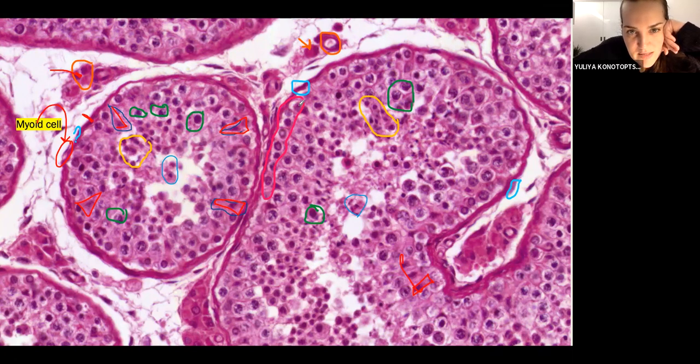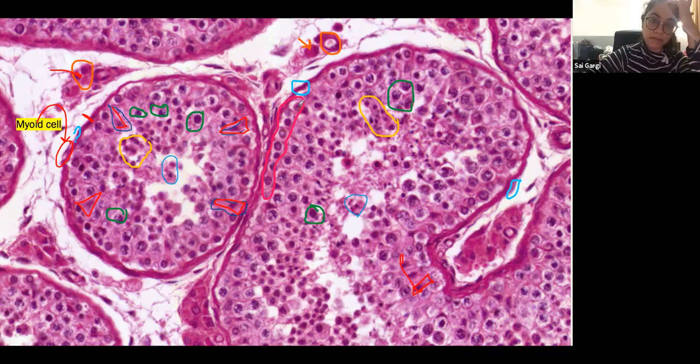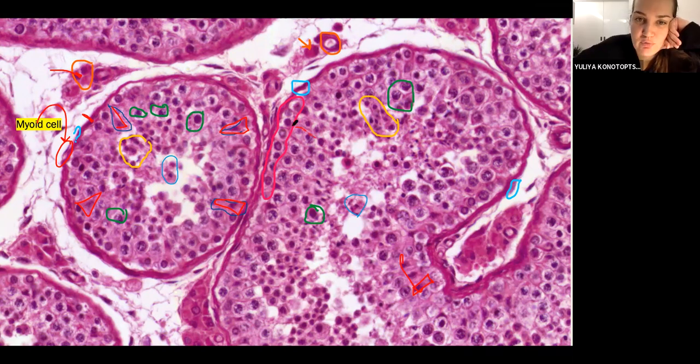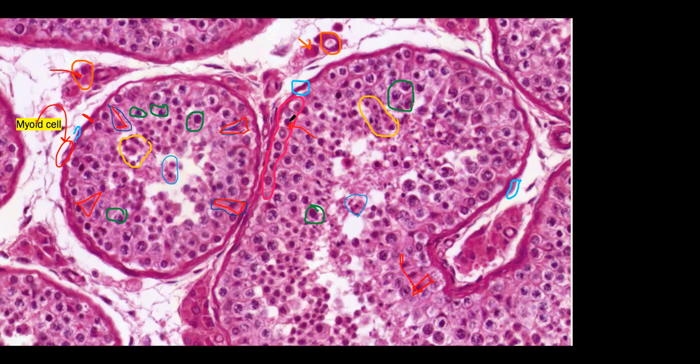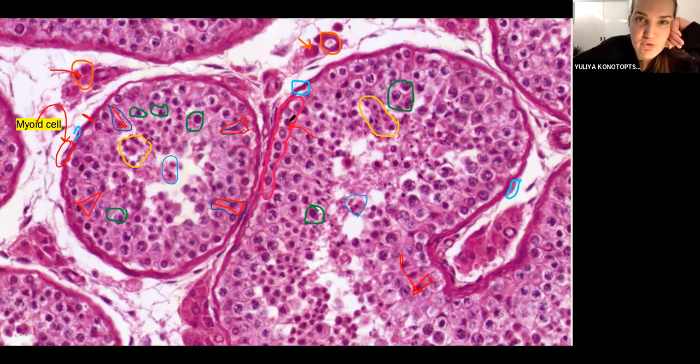Okay, at the base you see here some kind of cells. What are they? Spermatogonia. I point to this one. Which one is it? Type A, which is a dark spermatogonia, which is a stem cell. What about this one? Type B, which is a light spermatogonia, which is not a stem cell.